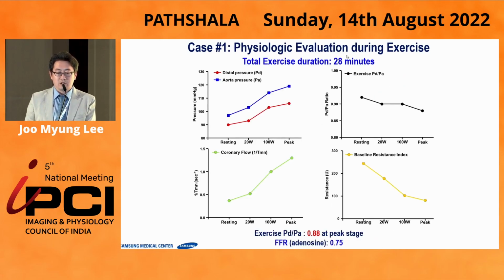And these are the exercise physiology results. While he was exercising, the aortic pressure and distal coronary pressure significantly increased. Under those conditions, coronary flow increased and the microvascular resistance index decreased much. As a result, the exercise PDPA gradually decreased until 0.88. Please remember the pharmacologic FFR was 0.75.